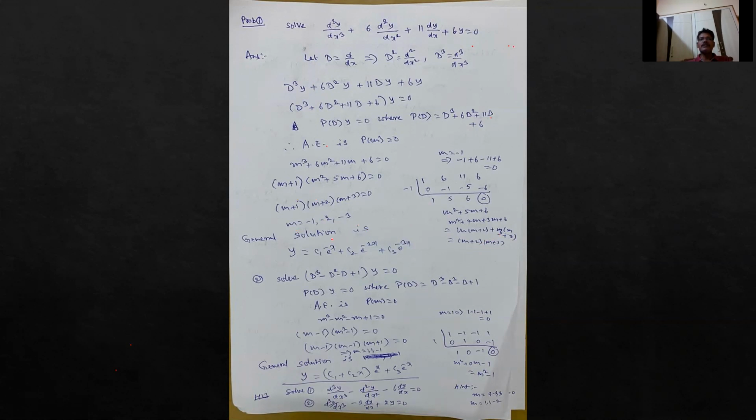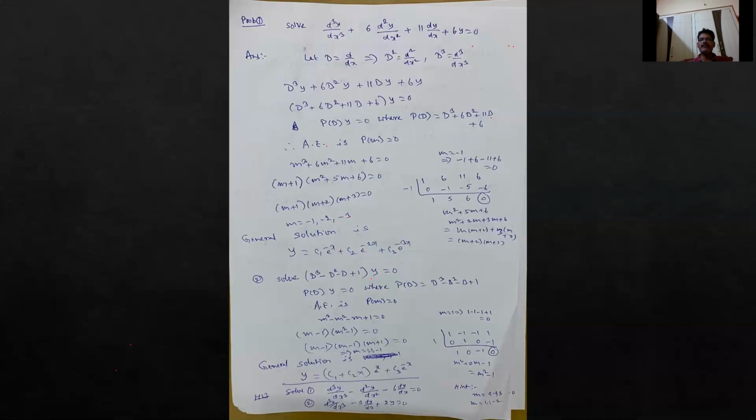Therefore, the general solution is, here we observe that all roots are real and distinct. Therefore, the solution is y is equal to C1 e power minus x plus C2 e power minus 2x plus C3 e power minus 3x. So the first case is for roots that are real and distinct. Here we are getting three roots, so we have to take three arbitrary constants.